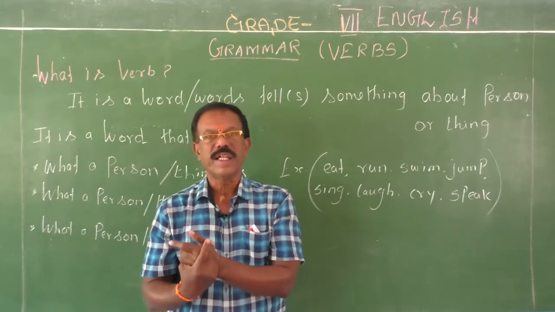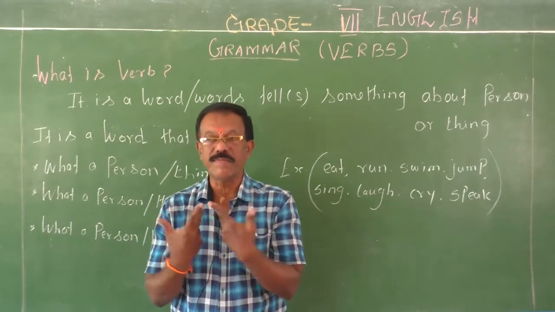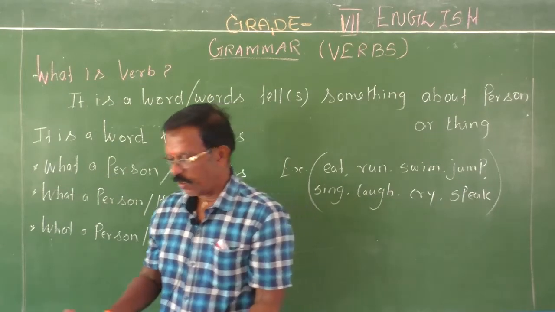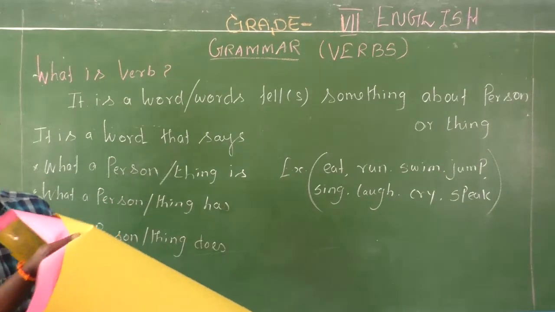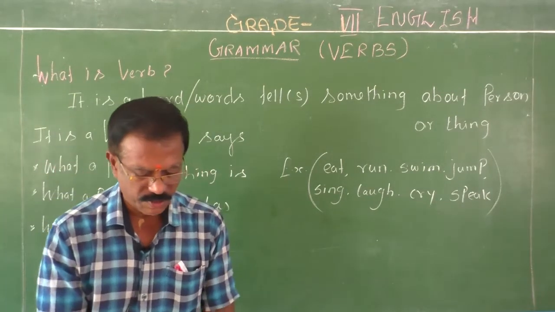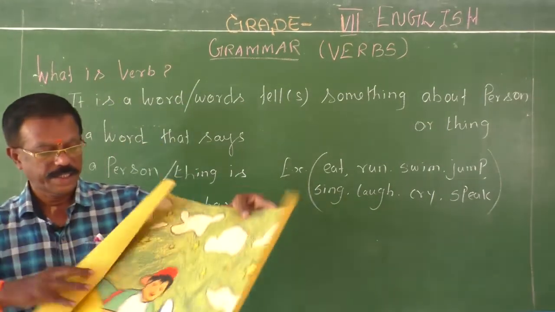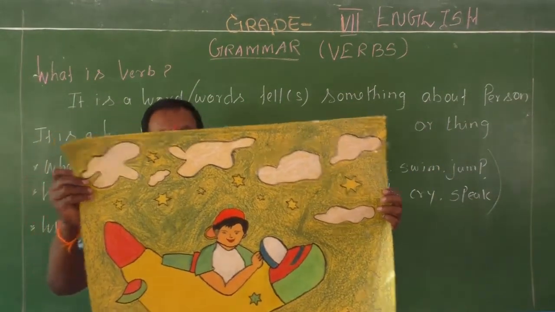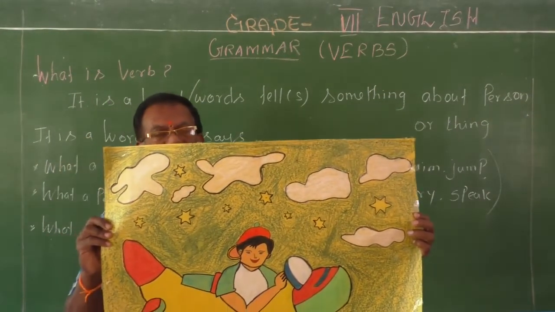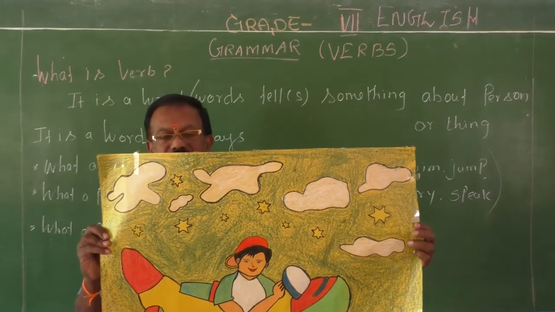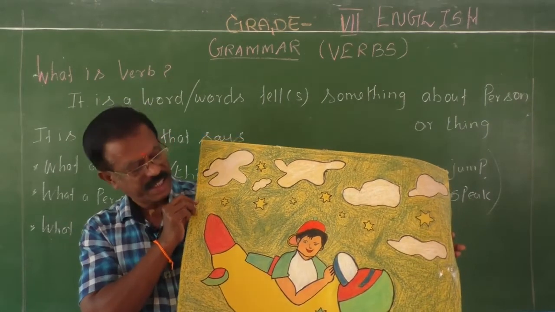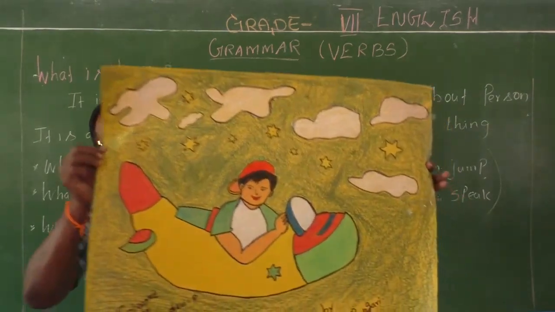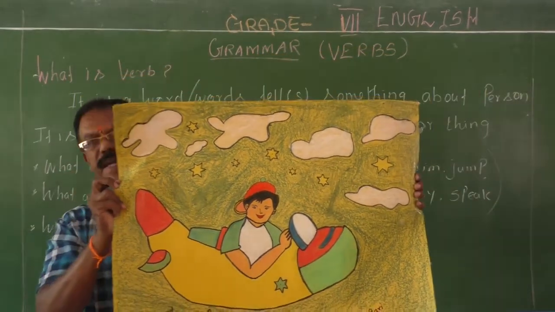Now I will show you some hand-drawn pictures which help you to understand this concept well. Look here, first function of a verb: a verb is a word that says what a person or thing is. Now look at this picture, observe this picture children. In the picture, an astronaut is traveling in a spacecraft in space. What is he? He is an astronaut. Where is he? He is in the spacecraft. Where is the spacecraft? The spacecraft is in space.